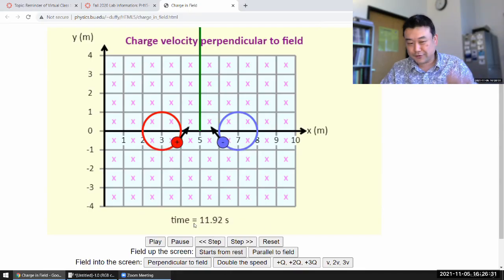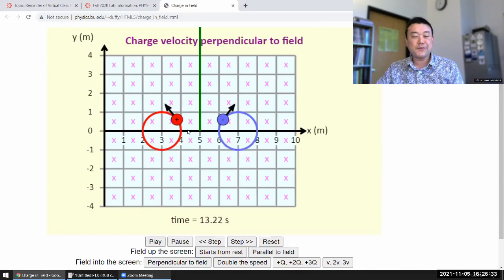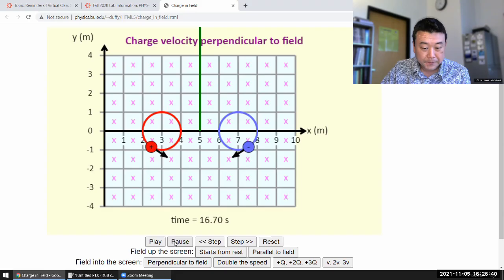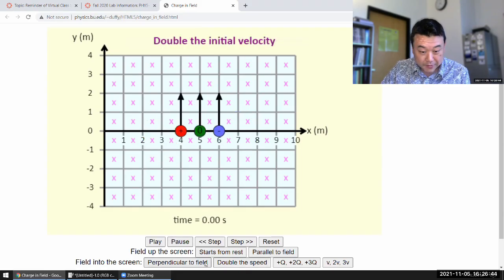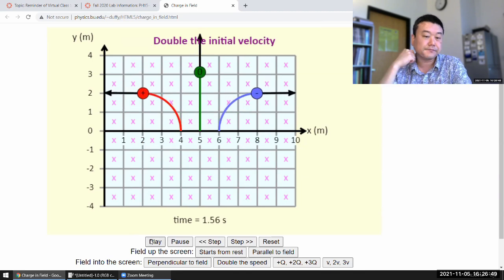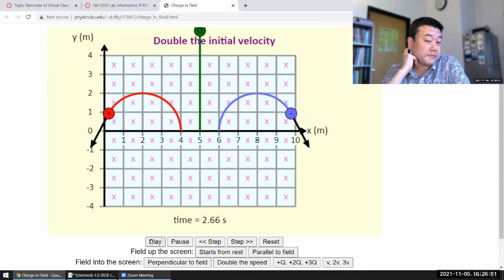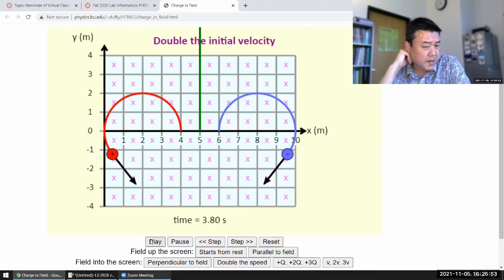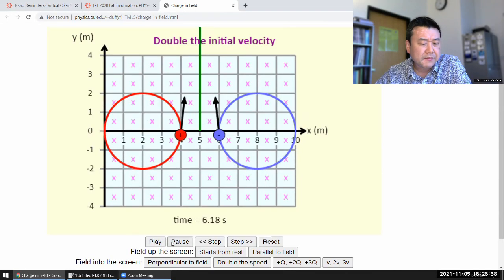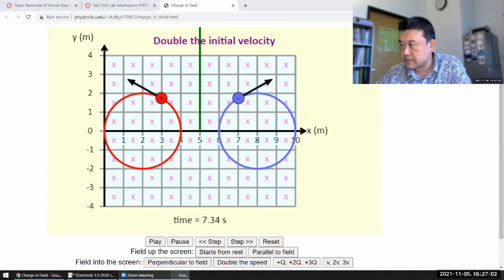As time goes to infinity, these two charges will be going in circles, and the neutral charge didn't feel any force, so it went off the screen. Let's see what else. Oh, let's try doubling the speed. See what happens. Yeah, larger radius. Okay, would you have guessed that? I think it's not immediately obvious because you've got competing things here.